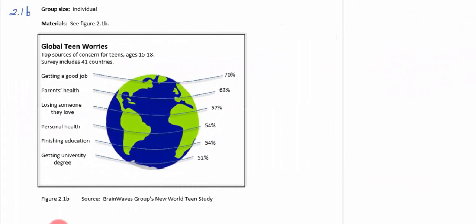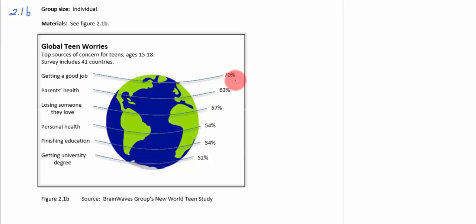In this focused exercise, we're going to look at global teen worries. In the display box, it says Global Teen Worries, Top Sources of Concern for Teens ages 15 to 18. Survey includes 41 countries. We have different classifications: getting a good job, parents' health, losing someone they love, personal health, finishing education, and getting university degree.